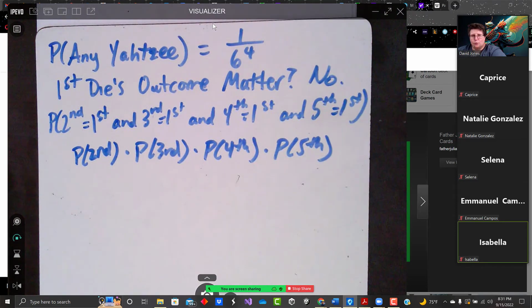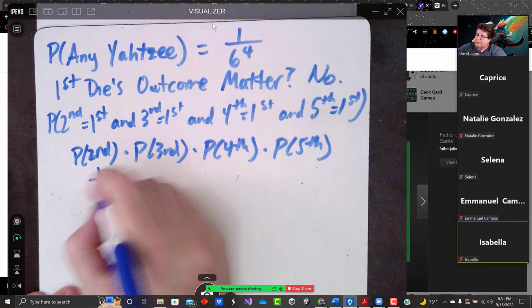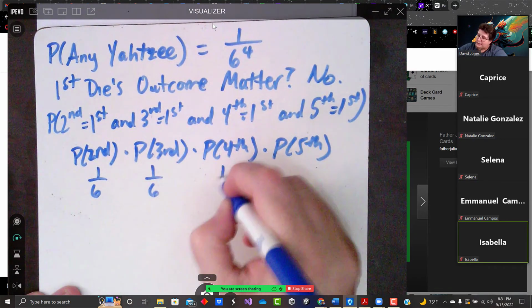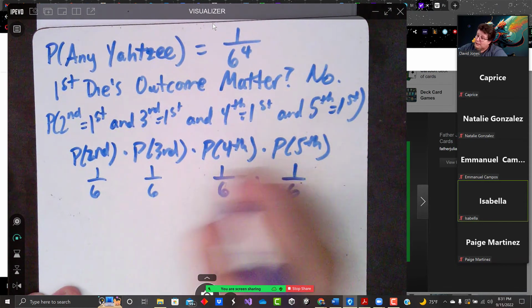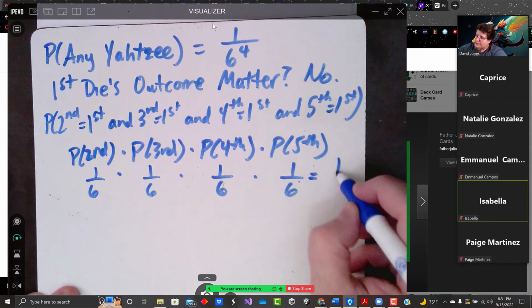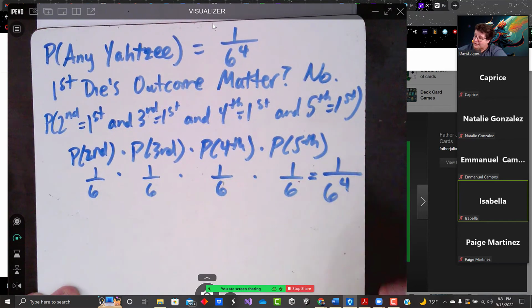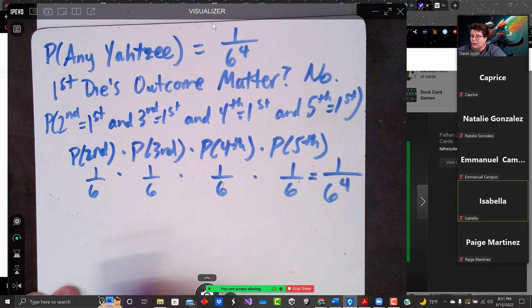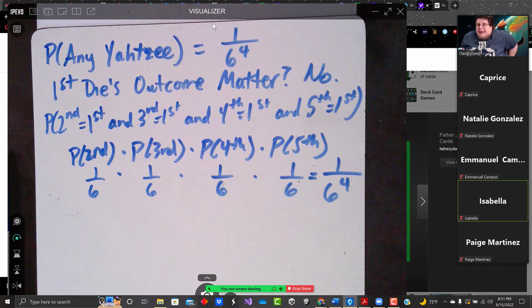It doesn't matter what outcome lands on the first die. Let's say it's a 5. The second die has 1 chance out of 6 of getting the same result. It needs to roll the exact same number. So this would be 1/6. This would be 1/6. They're all the same. And so when we do these together, this turns into 1/6 to the fourth. And it's a quicker way of doing it than what we did with finding a Yahtzee for a specific one and then calculating any Yahtzee.